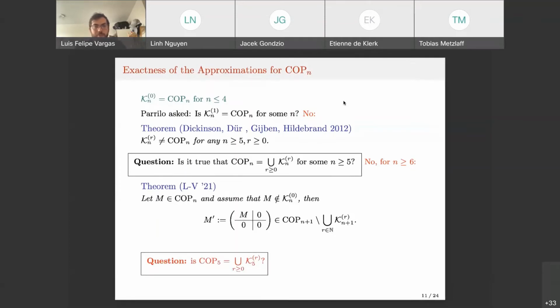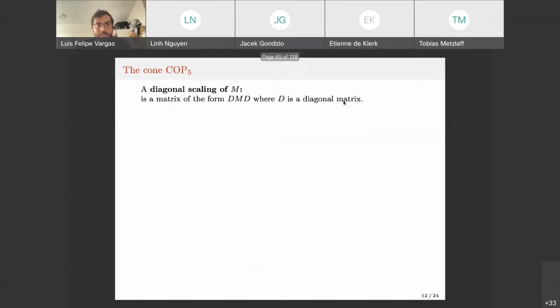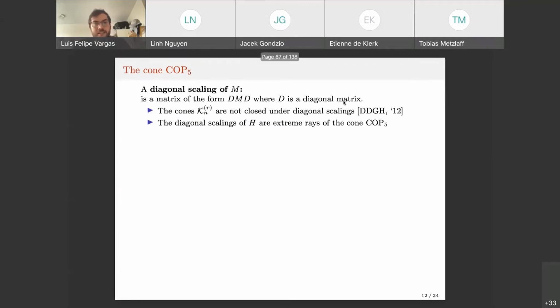But then the remaining question is: is the copositive cone of size 5 equal to a union of the K_5^r? So let's talk about the copositive cone of size 5. Let me say what a diagonal scaling is. A diagonal scaling of a matrix M is a matrix of the form DMD, where D is a diagonal matrix. Some properties: the cones K_n^r are not closed under diagonal scalings, and the diagonal scalings of the Horn matrix H define extreme rays of the copositive cone.